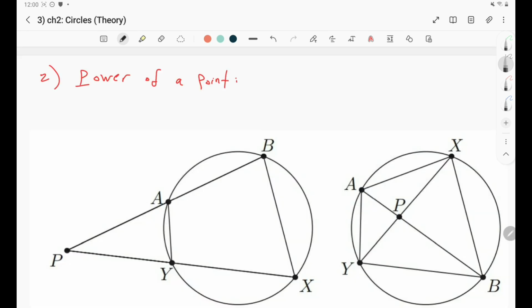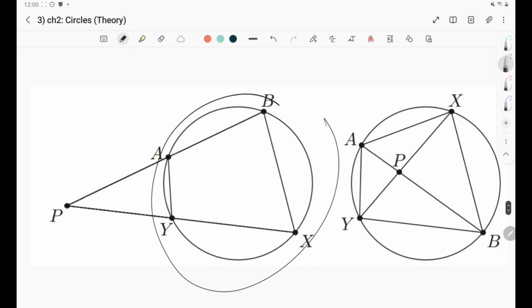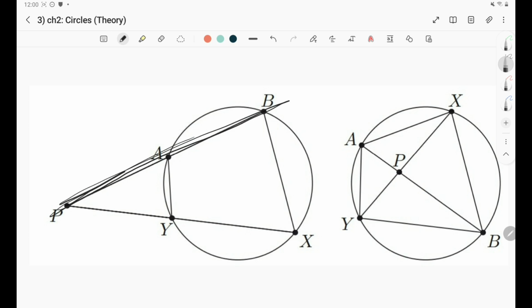Our second idea is power of a point. What exactly is power of a point? Well, imagine that we have a circle here and we have a point P. What we simply did here is we took a random line that passes through P and intersects the circle at two points, A and B, and another random line that hits the circle at Y and X. So now, if you look at this diagram, of course, we have a cyclic quadrilateral, which is super nice, and immediately, can you catch some similar triangles here?